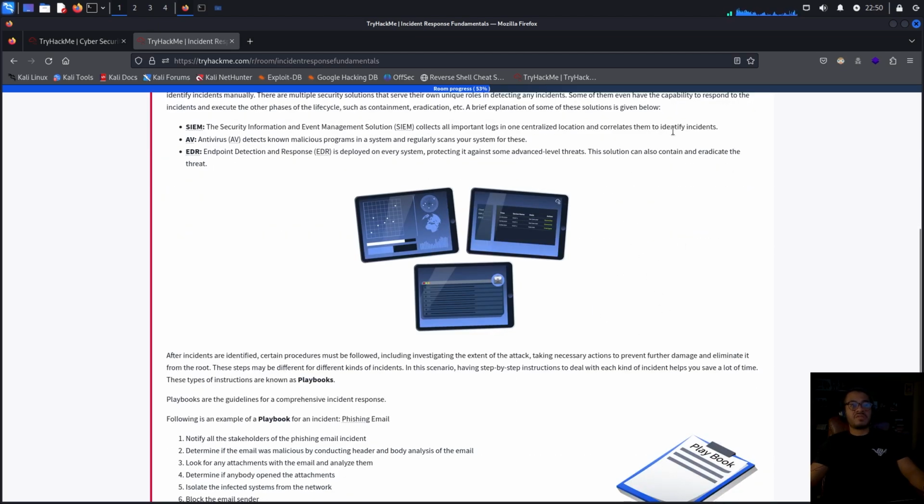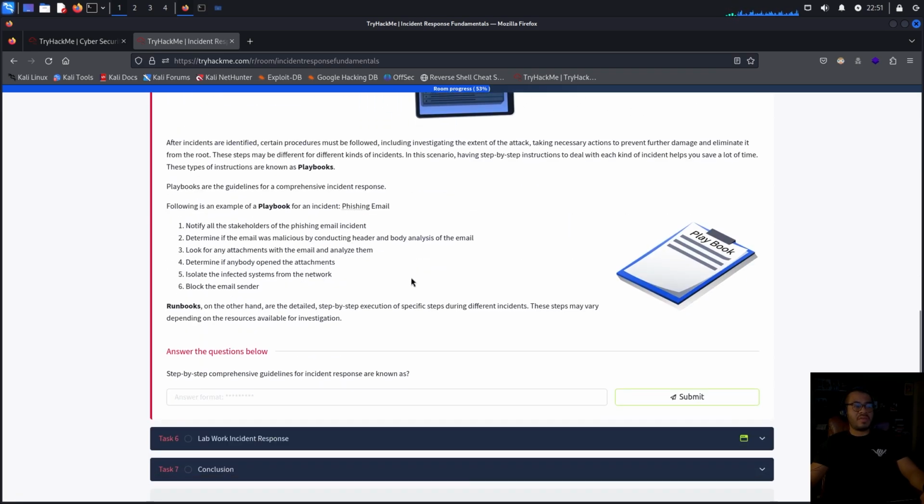A brief explanation of these solutions is given below. SIEM, which is the Security Information and Event Management solution, collects all important logs in one centralized location and correlates them to identify incidents, right? AV, which is an antivirus, detects known malicious programs in the system and regularly scans your systems for these. EDR, Endpoint Detection and Response, is deployed on every system, protecting it against some advanced level threats. This solution can also contain and eradicate a threat.